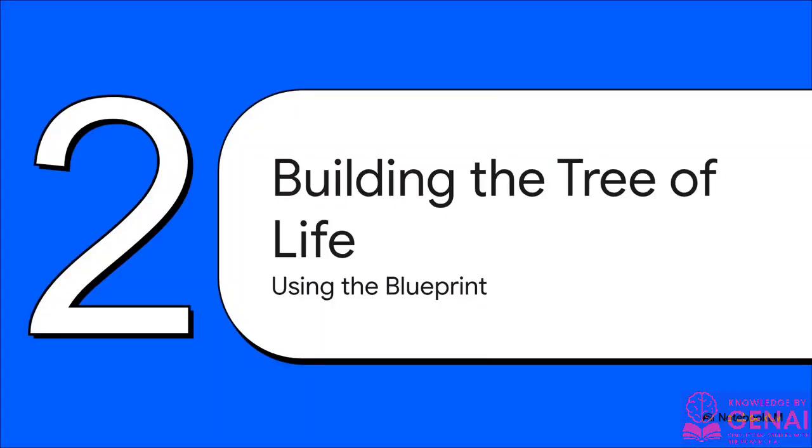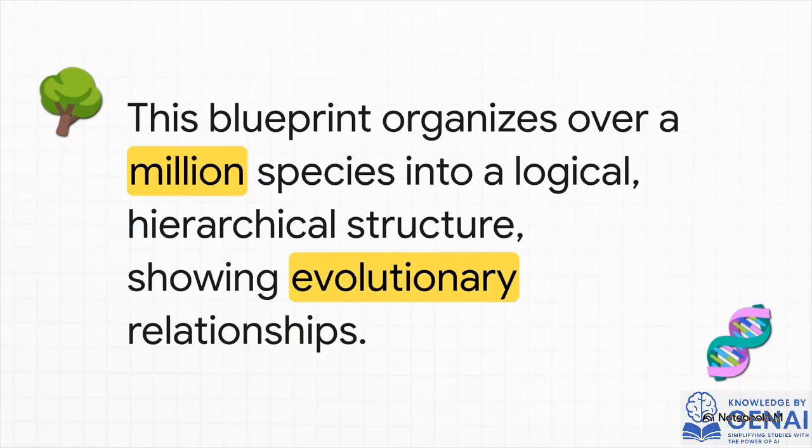All right, section 2. Now that we have our blueprint, we've got organization, symmetry, and the coelom in our toolkit, let's see how these features actually come together to build the animal family tree. This right here is the big picture.